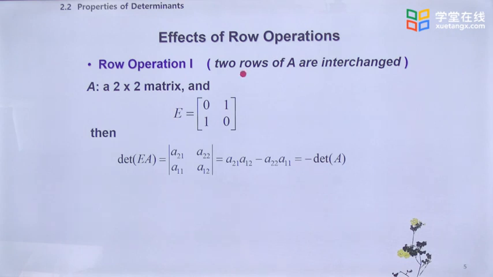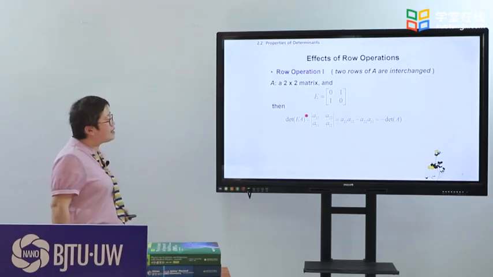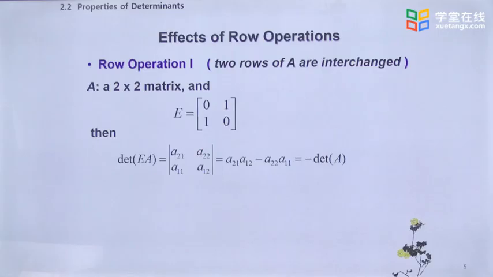So A is a 2 by 2 matrix, and we write E to be a type 1 elementary matrix. We know that changing the two rows of A is equivalent to pre-multiplying A by E. So we consider the determinant of EA. The determinant of EA just equals this 2 by 2 matrix. The first row is A21, A22. The second row is A11, A12 now.